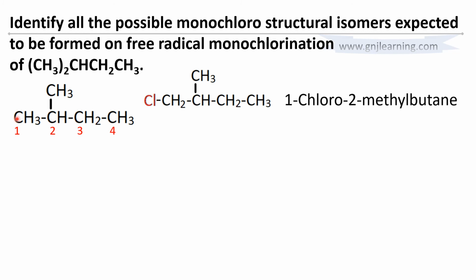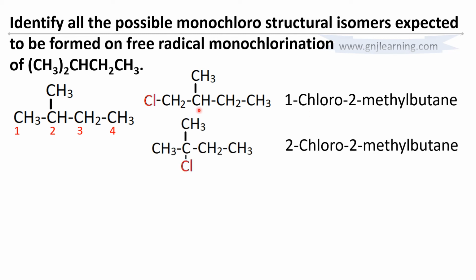So here substitution is taking place on the first carbon. Clear? What is the name of the compound? I will start numbering from here: 1-chloro-2-methylbutane. Clear? And if the substitution is taking place on the second carbon, then it will be 2-chloro-2-methylbutane. So if you have forgotten the IUPAC naming, it's a chance for you to recollect. Try to do it by yourself and recollect the names.